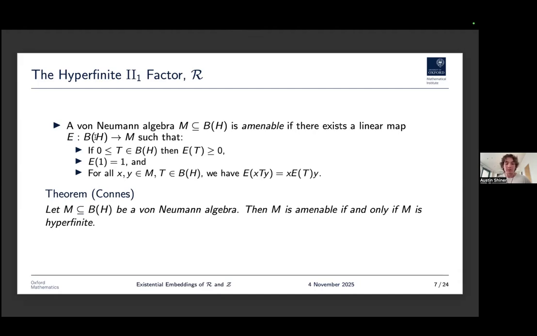So Connes's theorem says that for any von Neumann algebra M sitting inside B of H, M is amenable if and only if M is hyperfinite. This is a crazy powerful theorem. Showing hyperfiniteness implies amenable isn't that bad, but going the other direction is really surprising, because just from this very abstract characterization, you get some sort of finite dimensional structure on M.